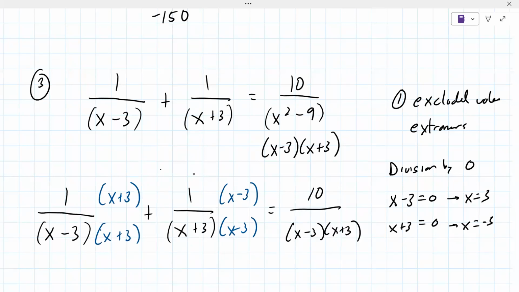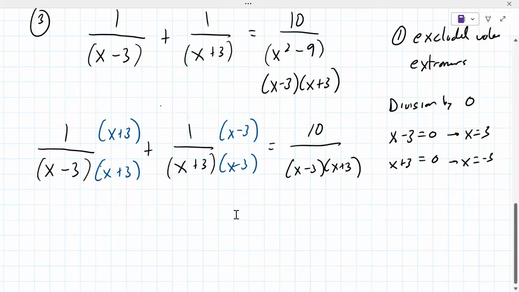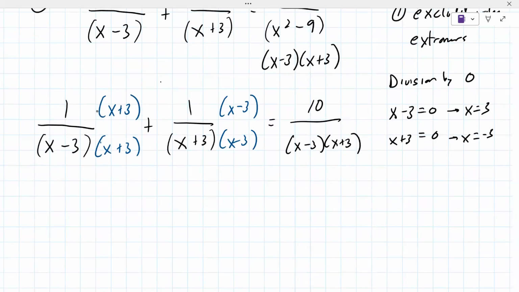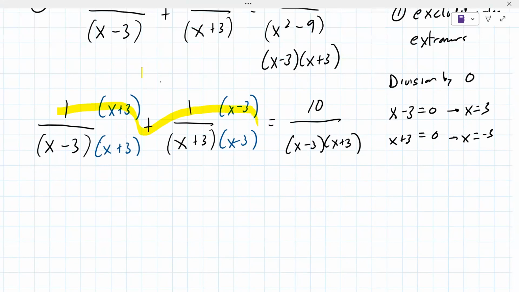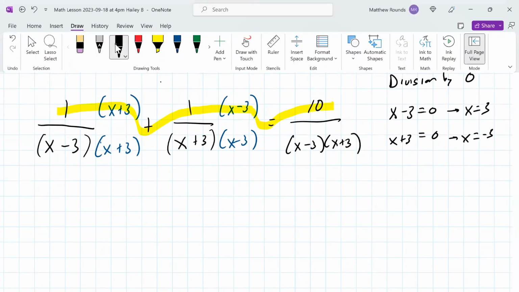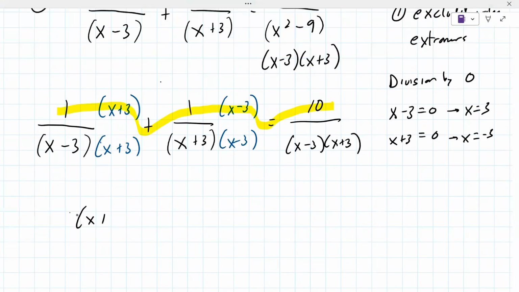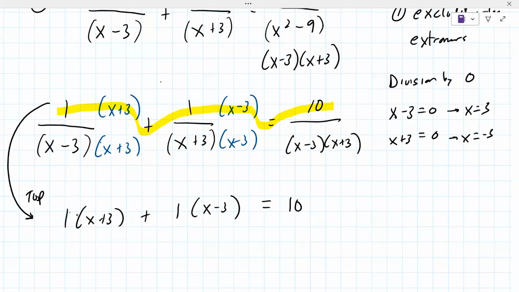So the goal is to make the bottoms all the same. And hopefully you agree that the bottoms are all the same. Yes. Okay. So the tops, you kind of just focus on the tops now. Because all the bottoms are the same, you actually can just look at the top. So you have x plus 3 times 1 plus 1 times x minus 3 equals 10. That's just the top. You ignore the bottom. We could get into why, or we could just do it.